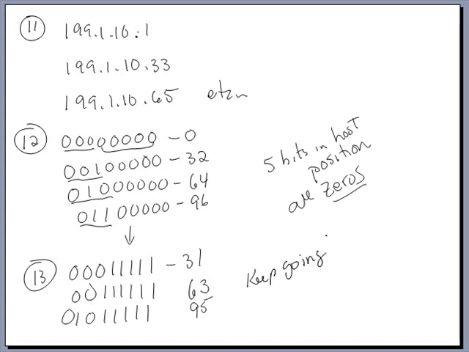So the second part of this question says, what does the host portion look like of these addresses? Well, remember the host portion was the last 5 bits. So notice 1, 2, 3, 4, 5. They're all ones. All ones for the host portion of this one.